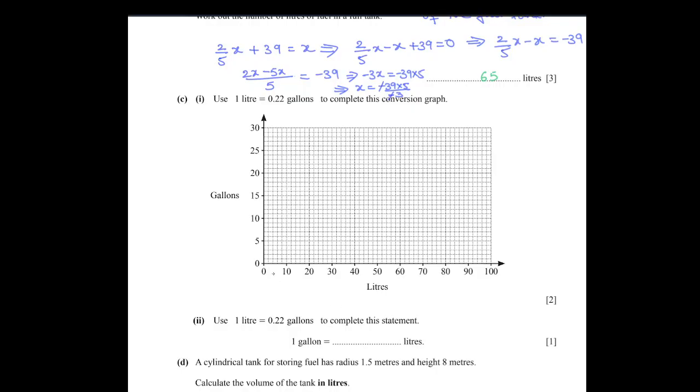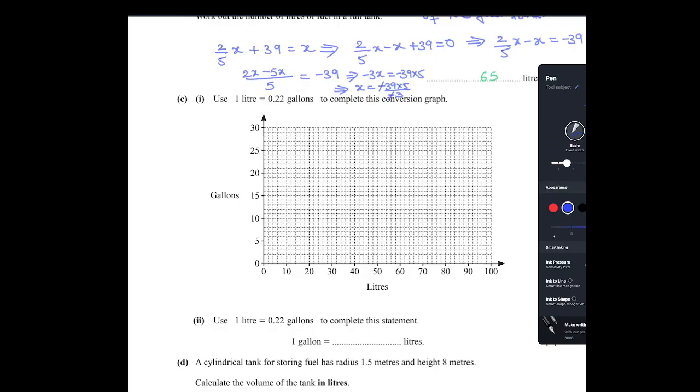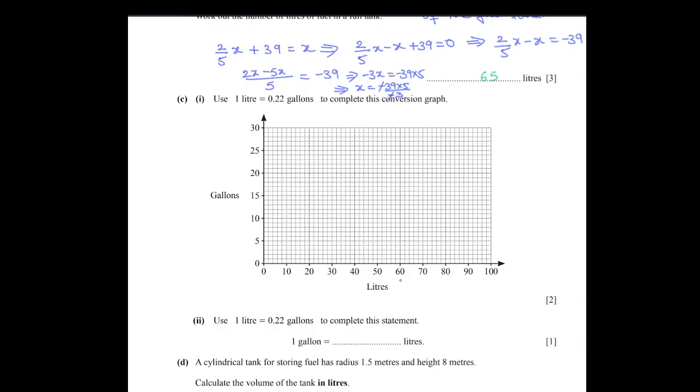Okay, so if 1 liter is 0.22 gallons, then 10 liters is 2.2 gallons, because 1 into 10 is 10 and 0.22 into 10 is 2.2. So mark the points in that way, for 10, 20, 30, 40, 50, 60. So 1 liter is 0.22 gallons, so 10 liters will be 2.2 gallons.